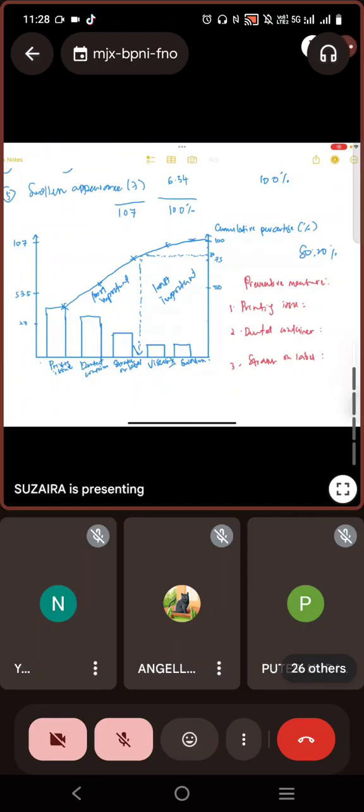How to overcome the printing issue? Maintain the printer with high quality.